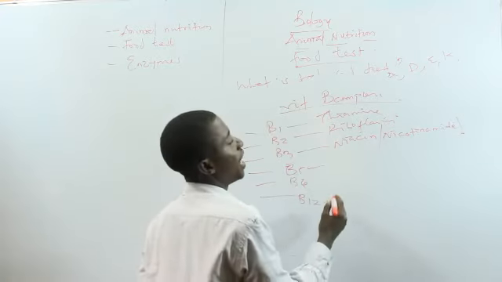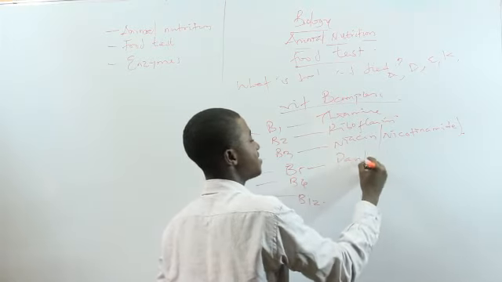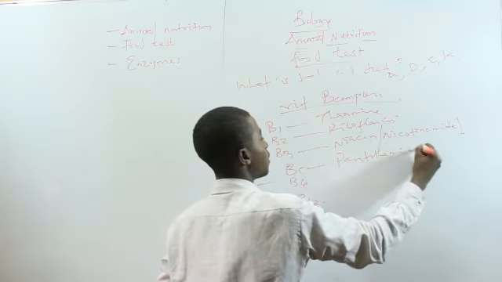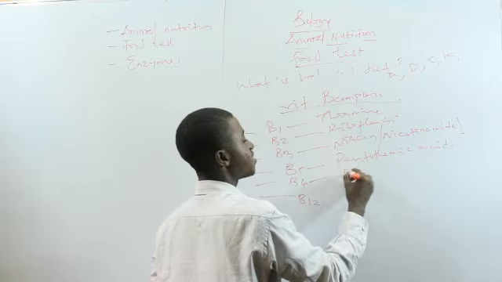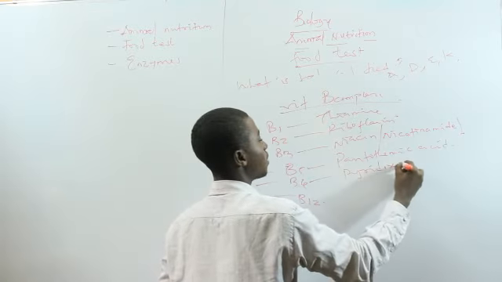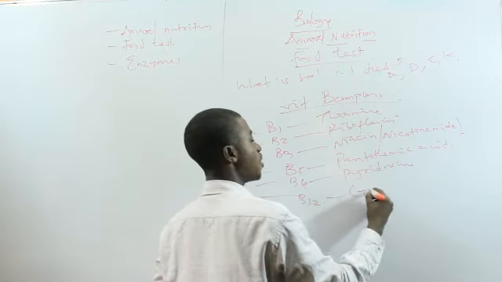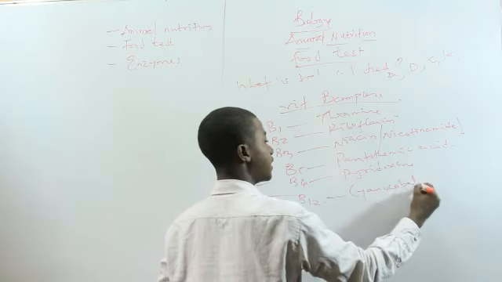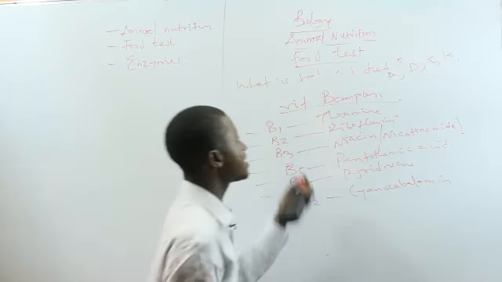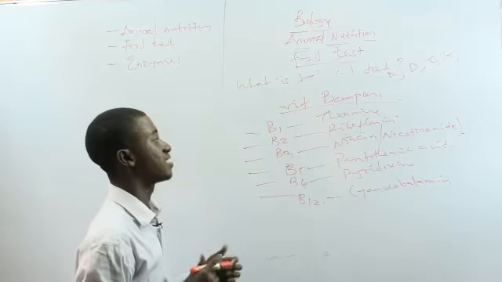Vitamin B5 is called pantothenic acid. Vitamin B6 is called pyridoxine, while vitamin B12 is called cyanocobalamin. Okay, so these are the vitamin B complexes that we have.